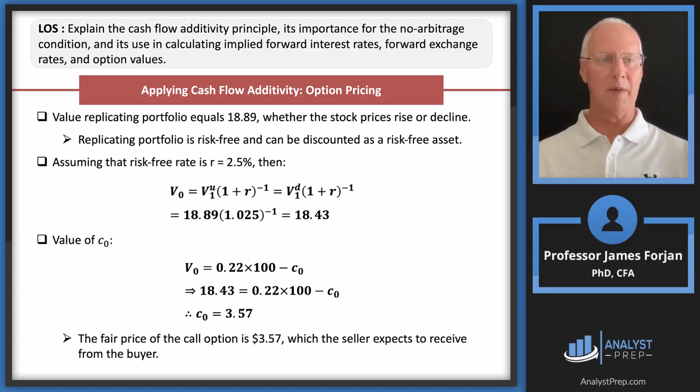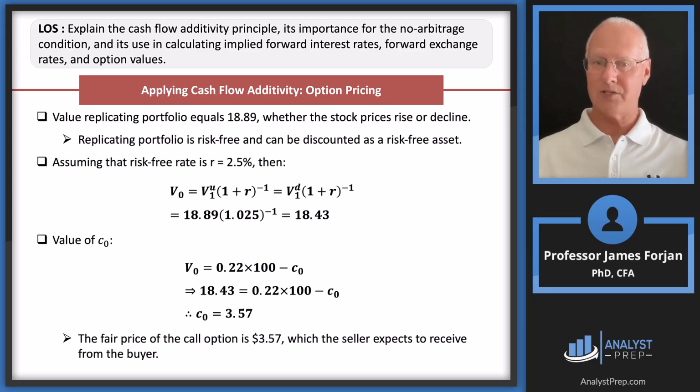Look down at the bottom, the value of C0, that's the value of the call option. And oh, by the way, we're going to assume a risk-free rate of interest in there, so you throw that in. So what are we doing? The present value of 18.89 is 18.43. So what do we know? All I'm going to do is take 0.22 units, a fraction of a share, times the $100.